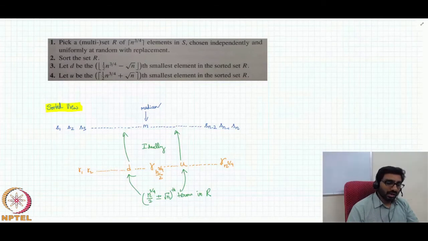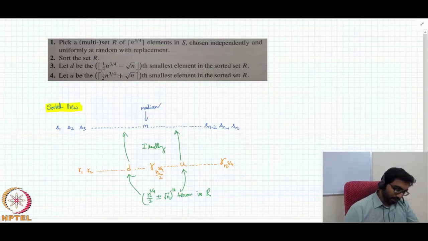Feel free to pause and stare at this figure to convince yourself that the claims you're making are correct. A snippet of the pseudocode is available here for ready reference. So here's what happens. We have the set S, shown in its sorted view, which is only for analysis purposes. And the median M is the middle element over there.